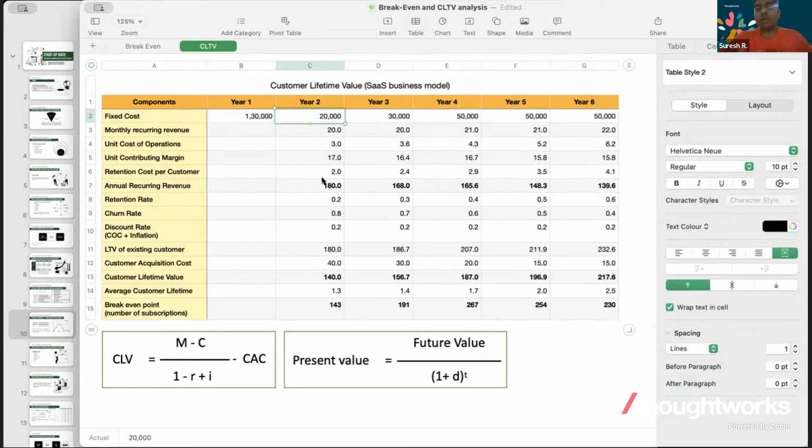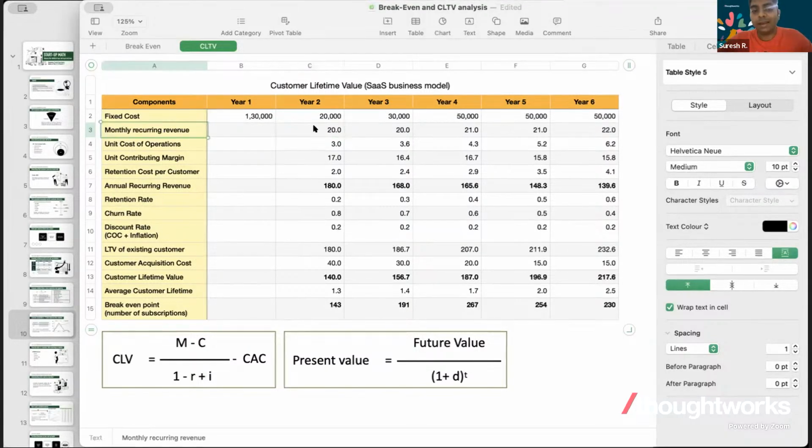Now the product is launched. Year 2, we are launching the product. Still, I'm going to have some fixed costs. Fixed cost is not directly taken into account while doing customer lifetime value computation. We don't take fixed cost. Fixed cost will eventually come in at break even. We are going to see how customer lifetime value will tie to break even as well.